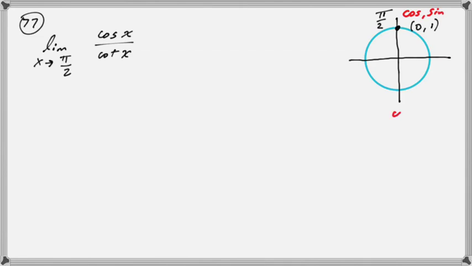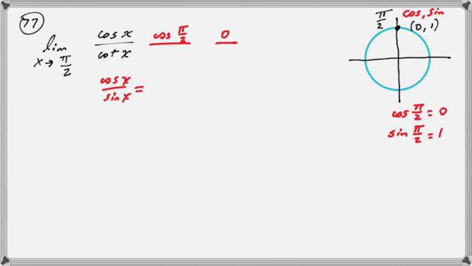So what do we know? I know the cosine of pi over 2 is 0, and I know the sine of pi over 2 is 1. The reason I ask that is if I do direct substitution, I need the cosine of pi over 2. What is the cosine of pi over 2? 0. Cotangent is cosine over sine. And if cosine of pi over 2 is 0, what would you have on the bottom? 0. So basically you have an indeterminate form. It is 0 over 0.